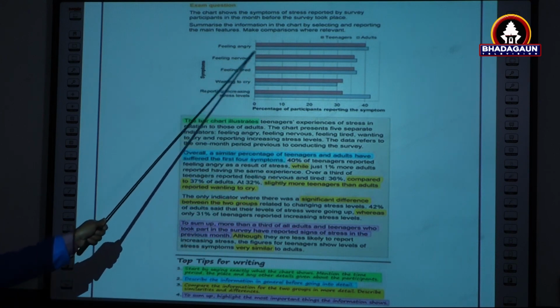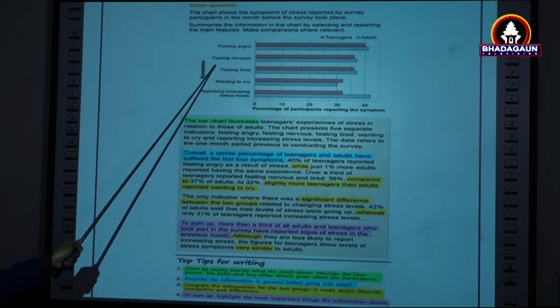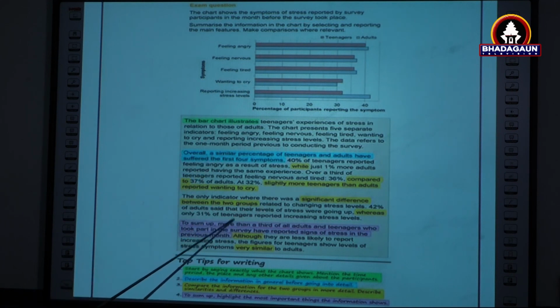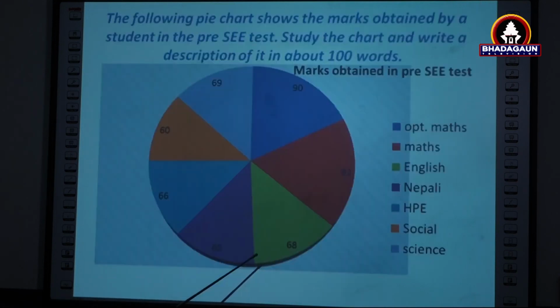So one picture is given. This British Council also presents such type of classes for the IELTS. So I have taken this picture from the British Council Facebook page, but whether it is visible or not, I am not clear. So this is about the survey of the people feeling angry, feeling nervous, feeling tired, wanting to cry, reporting increasingly stress trend. This is the answer, and this British Council also highlighted some of the language exponents. The bar chart illustrates, while this is cohesive devices, yes, significant difference, whereas to sum up, although very similar, these are just to focus on language functions and cohesive devices.